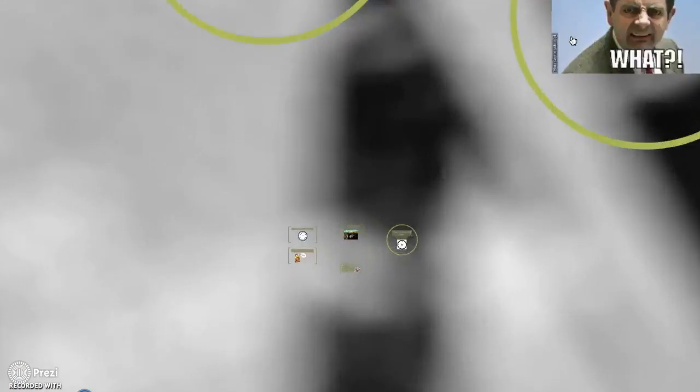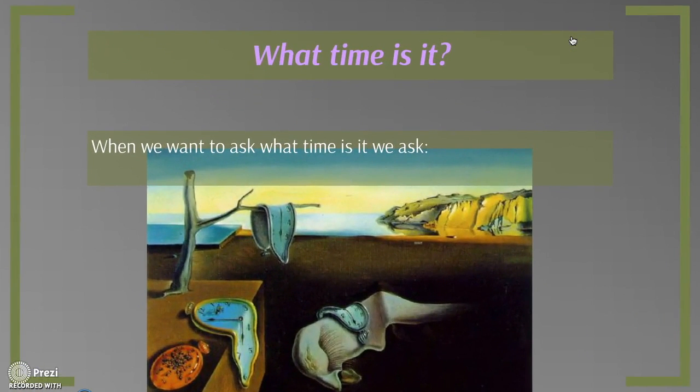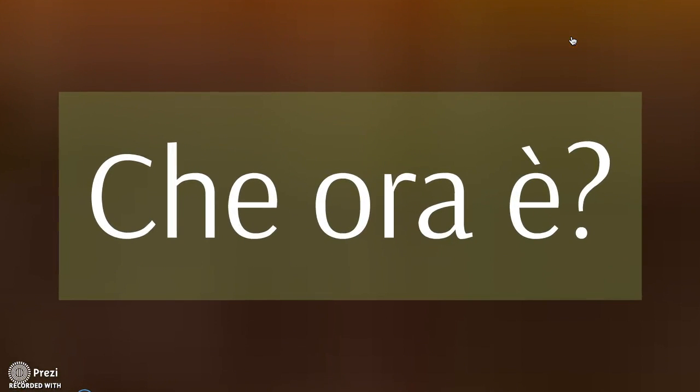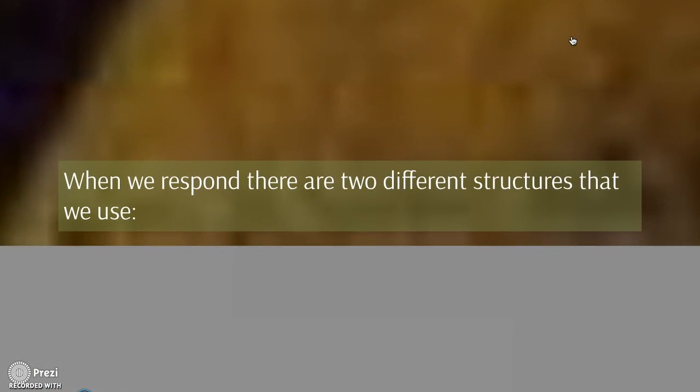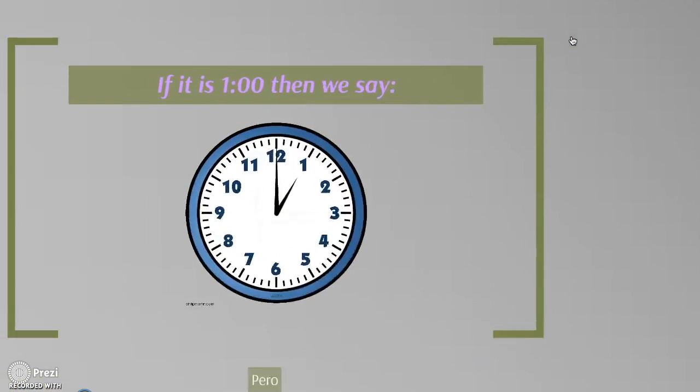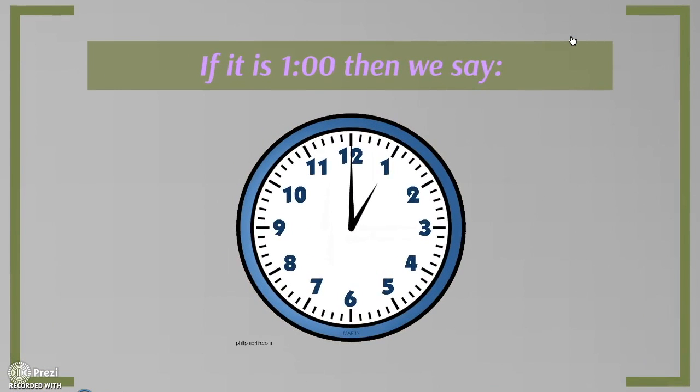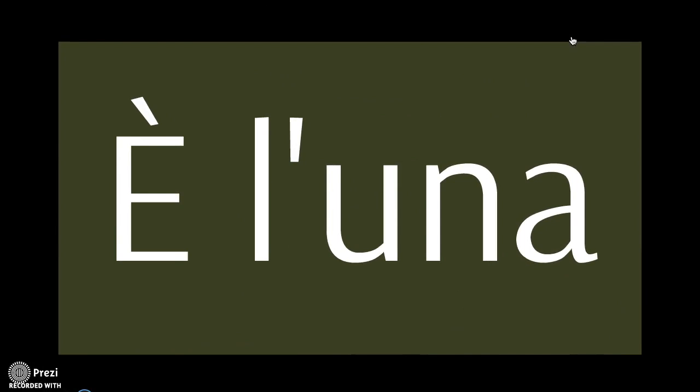So in Italian, when we want to tell what time it is or ask what time is it, we say che ora è. And when we want to respond, we have two different structures that we use. The first structure is when we have the singular time 1 o'clock. If it is 1 o'clock, then we say è l'una. Please note that we have the indefinite article, L with the apostrophe, in front of the feminine una. So it's 1 o'clock is è l'una.